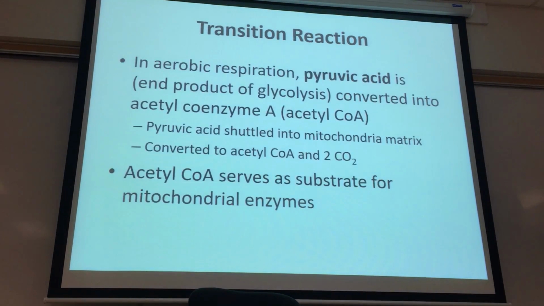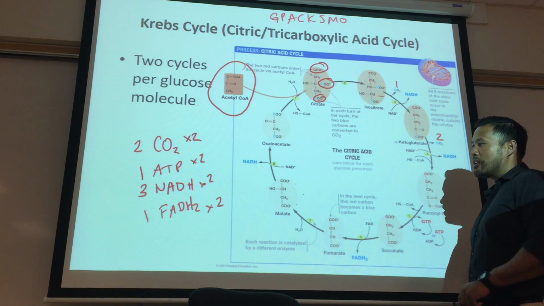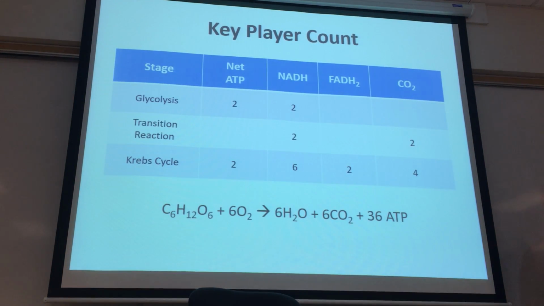So let's go back to that earlier thing that we pointed out, where we summed it all up. And we're now going through 2 turns of this. Times 2, times 2, times 2. And that means we get 4 CO2, 2 ATP, 6 NADH, and 2 FADH2. Don't worry about writing that real quickly, because I summed it up for you on the next slide.